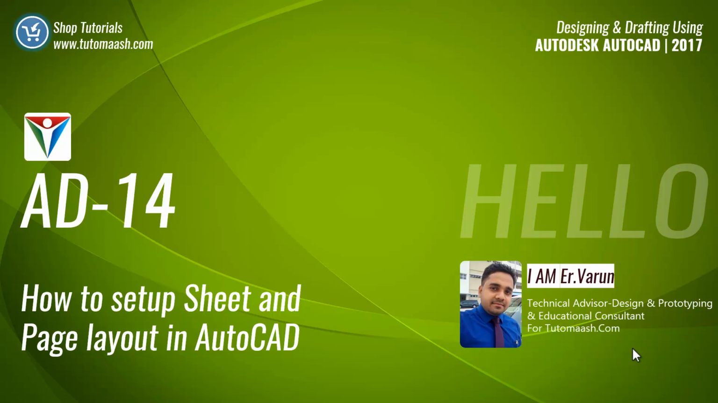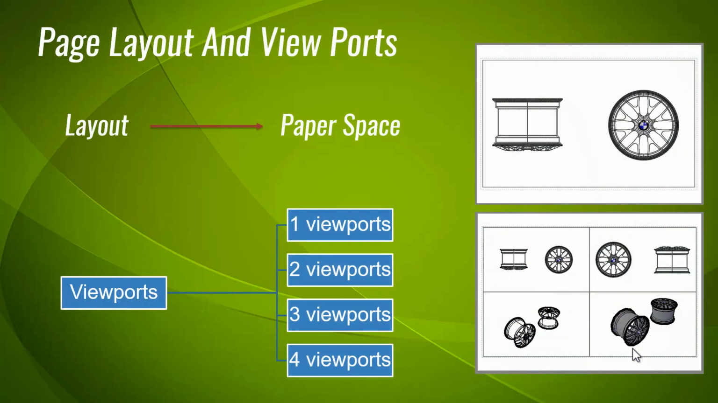In this session, we will be discussing how to set up sheet and page layout in AutoCAD. Layout is a tab available in AutoCAD. It helps to set up your normal workspace to a paper space. That means in the layout, you're actually working on the paper or the sheet. So it will be looking somewhat like this.